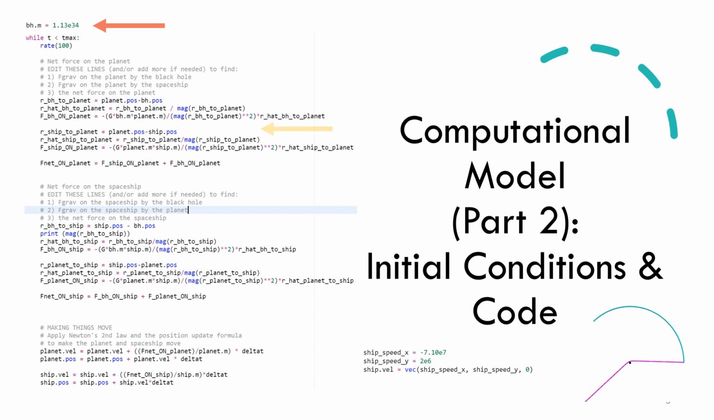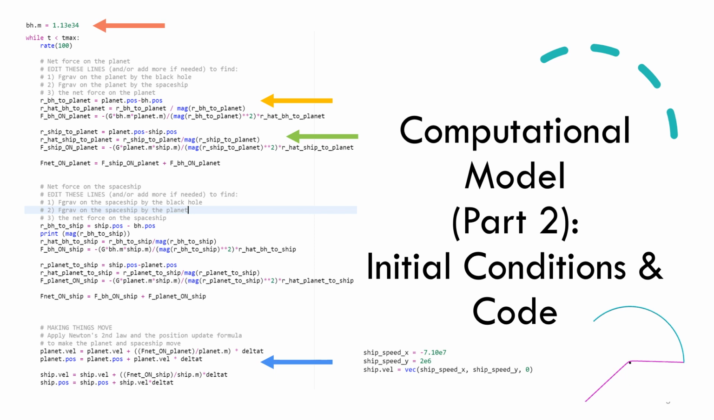To calculate the net force, we first find the force of the black hole on the planet, and then the force of the ship on the planet, and then adding these together we get the net force on the planet, which we use to find r and r hat. Then we use the universal law of gravitation. Next, we use the position and velocity update formulas to move the planet and spaceship.